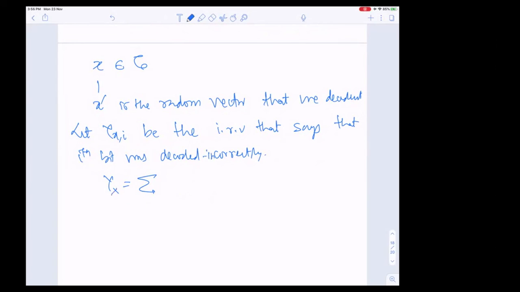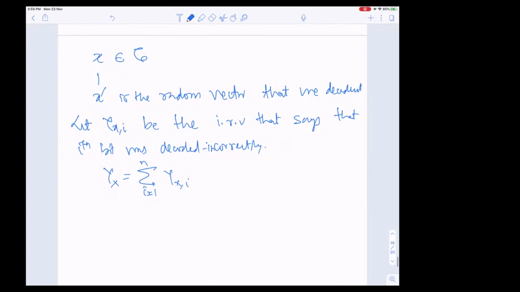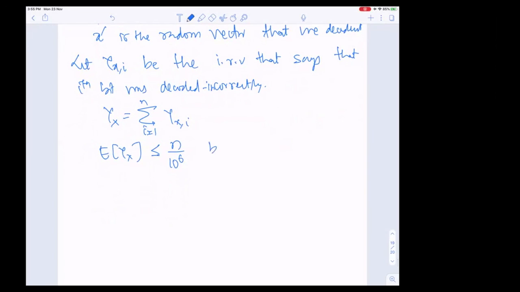So what is Y of X? It is the sum for i equal to 1 to n of Y_{X,i}. Then what is the expectation of Y_X? Look, how do we do bit by bit decoding? We ask, what is your solution now, and what is it afterwards? We know that the failure probability is 10 to the power minus 6, so the expected number of errors is going to be n over 10 to the power 6. By linearity of expectation.